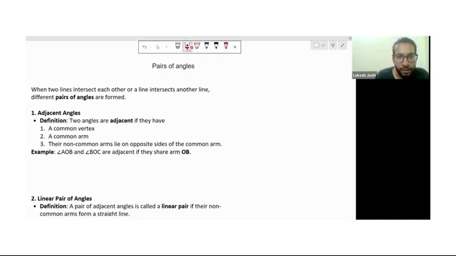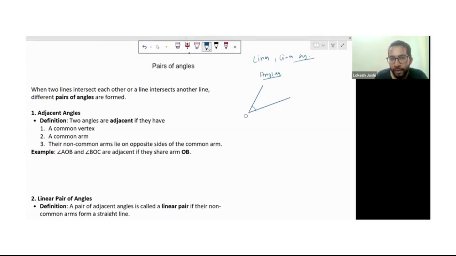Hello everyone. In this video, we are going to cover the topic pairs of angles, which comes under the chapter lines and angles. Up to now, we have the prior knowledge about what are lines, line segments, and rays, and later on, we also know angles and some types of angles. Suppose when two rays intersect each other, then we can say this is an angle and this is its vertex.